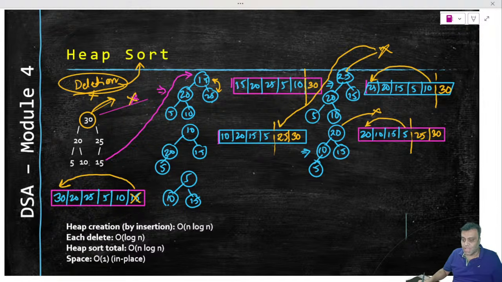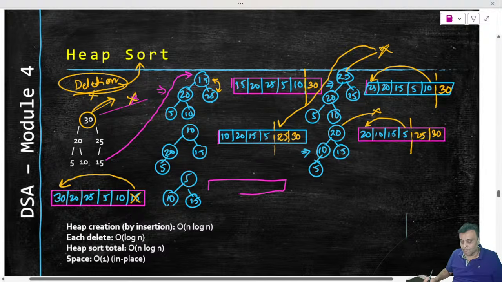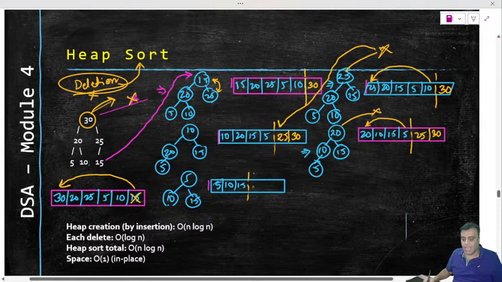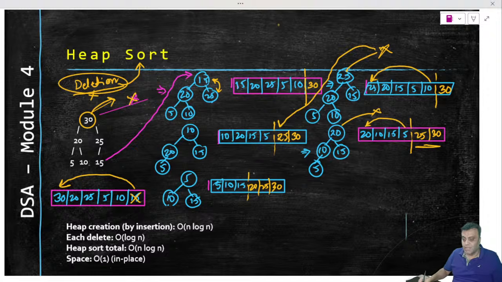So therefore the array right now looks like this, that we have 5 here, we have 10 here, we have 15 here, and we have the original wasted portion of the array. So there is one more wasted portion of the array which got created. In that we will put this 20 that we deleted. So we will put 20 here, and 25 and 30 was already there in the wasted portion. So 25 and 30.